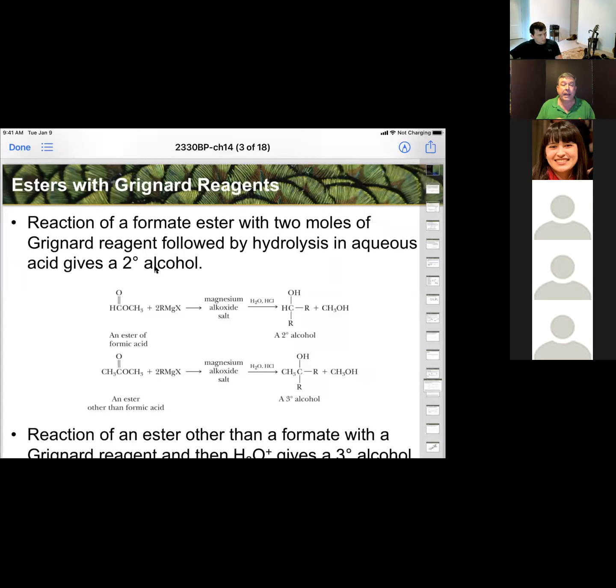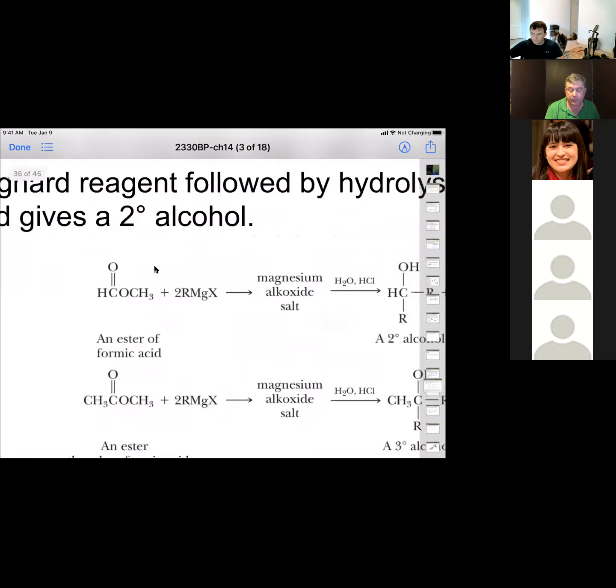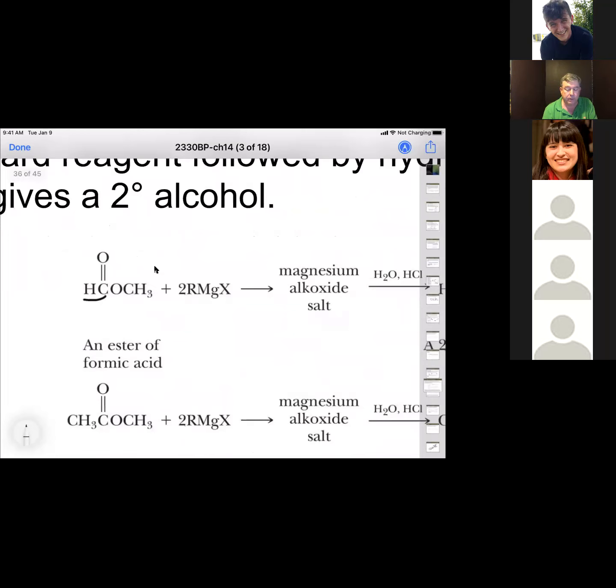So when you react esters with the Grignard reagent, you use two equivalents, okay? It's going to use one equivalent to displace whatever your alcohol was, and then it's going to use the second equivalent to generate our addition product, not our substitution product. Notice we make an alcohol from this. Okay, let's look at this first example here. In this first example, we have a methyl formate. We have the methyl here as the alcohol and formic acid, so we have a hydrogen here, okay?